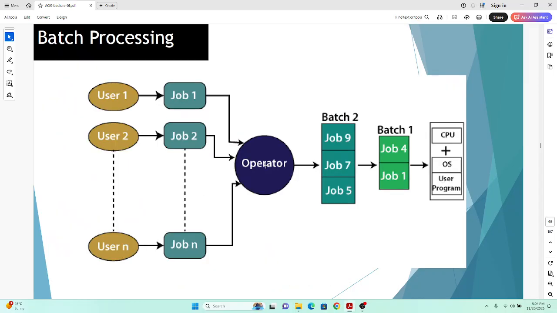As you can see, here's another infographic, with user 1, user 2 up till user n, and they have different jobs and each job is going to the operator, and the operator is creating batches of these jobs, and based on these batches the execution is performed.